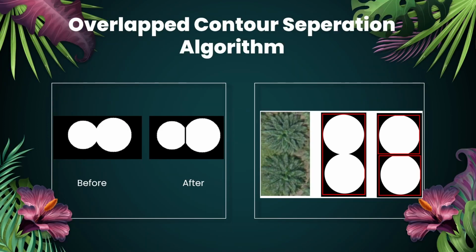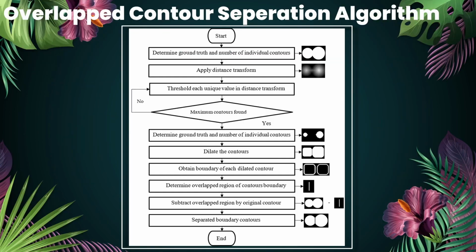And here comes the proposed overlap contour separation algorithm, which aims to remove the boundary of the overlapping contours, as you can see in this image. The general idea of this algorithm is that we implement the distance transform to determine the center of the ground truth contour, and we expand the contour and determine the boundary, and then we remove the boundary.